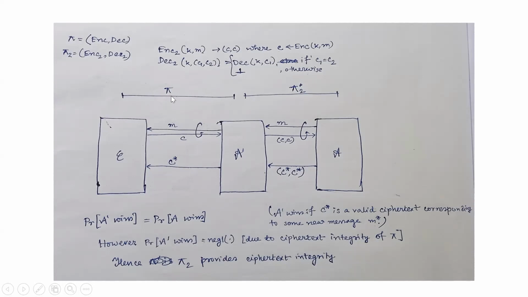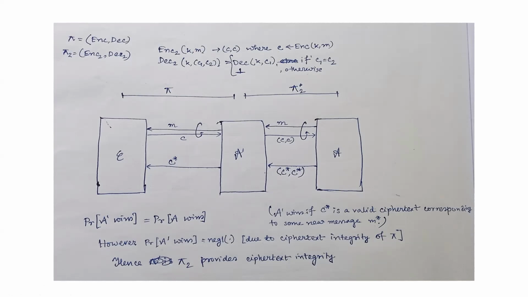But pi is already known to be providing ciphertext integrity because it is an authenticated encryption scheme. So we conclude that this scheme pi2, the modified construction, also provides ciphertext integrity, and the same goes for pi1 as well. So we conclude that both the schemes pi1 and pi2 provide CPA security, and both the schemes provide ciphertext integrity as well. However, I would just like to add that the first scheme pi1 actually will not provide CCA security.